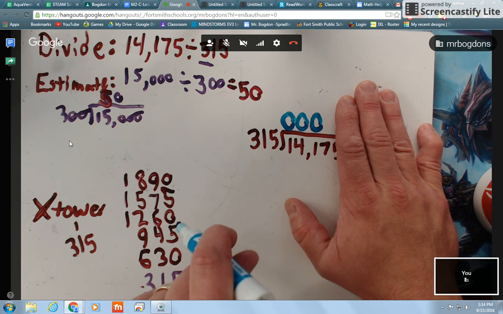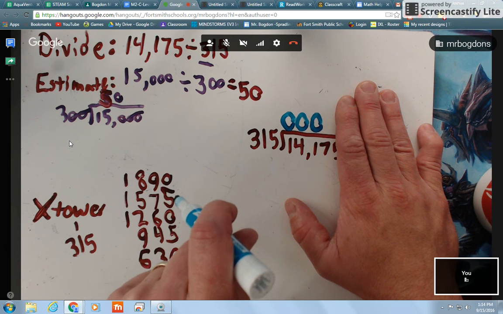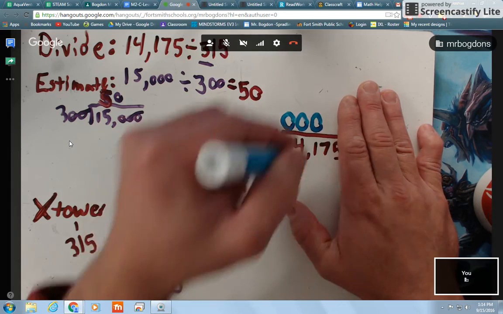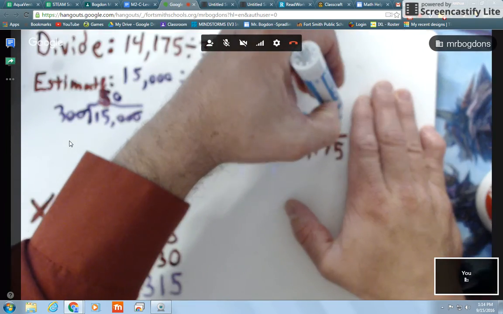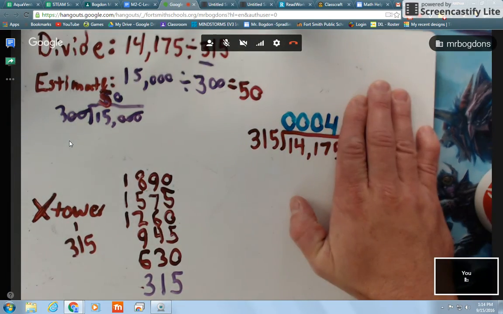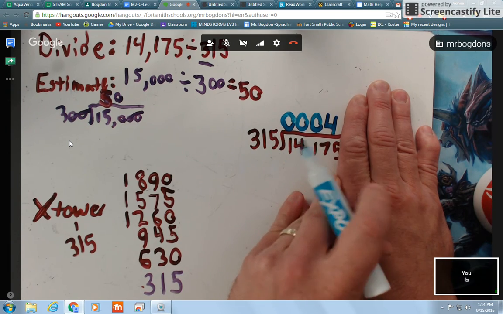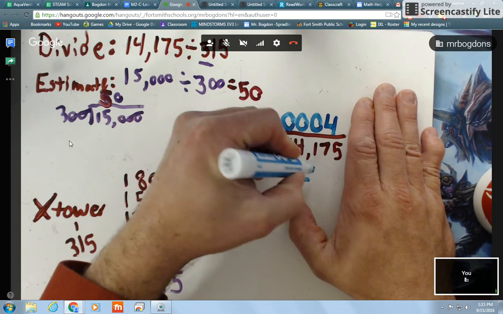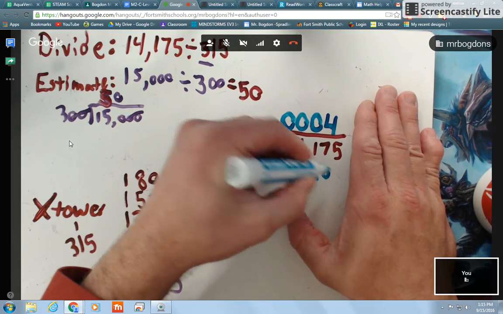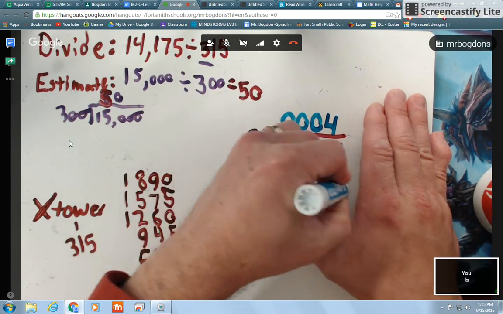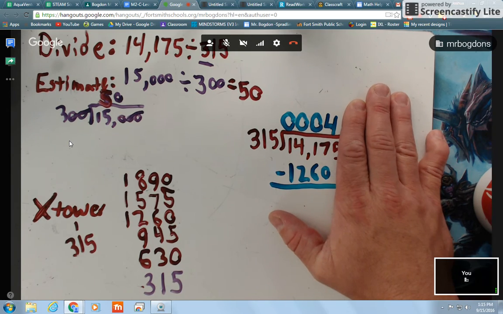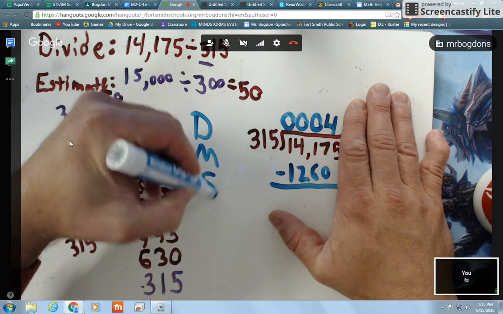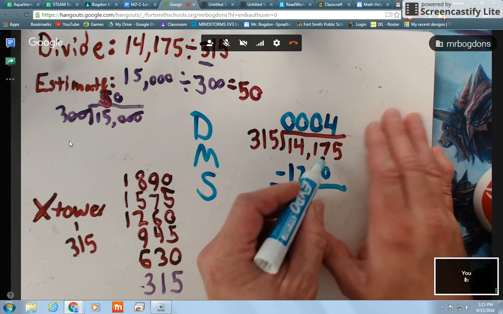1, 2, 3, 4. What? This is too big. It's got to be 4. Okay, 315 times 4 is, I've already done it, 1,260. Now I'm actually starting to get to do my long division. Now I have to find my division, multiplication, subtraction.